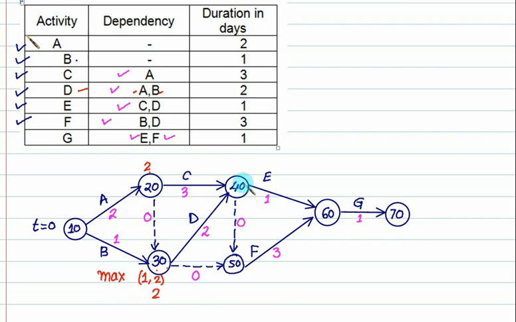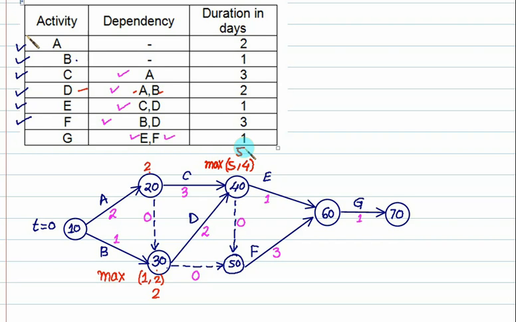For this arrow, how many previous arrows? 2. So let's do the calculation from this arrow. This one is 2 plus 3 is 5. And now start from this one. 2 plus 2, that equals 4. Now you have to select max from this. So that is the final value equals to 5.